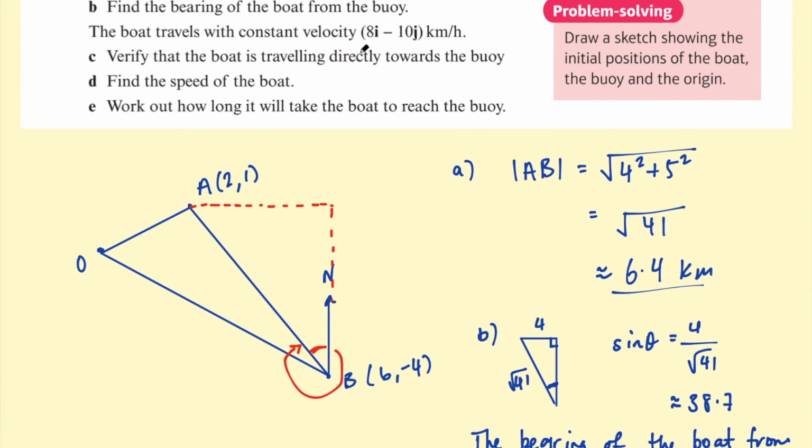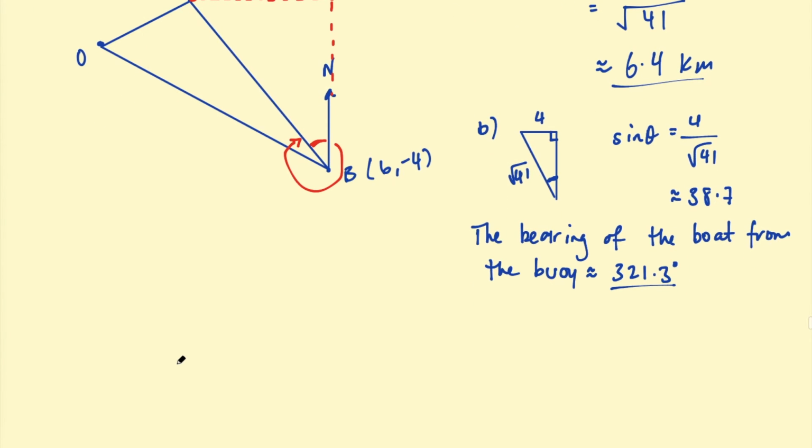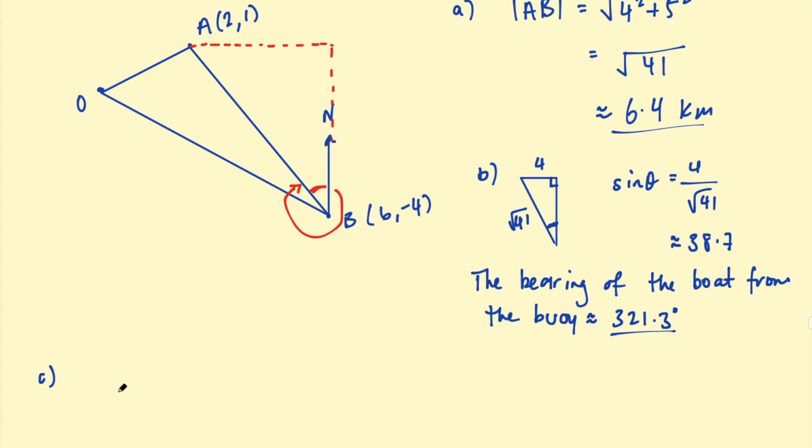Part C says the boat travels with constant velocity 8i minus 10j kilometers per hour. Verify that the boat is traveling directly towards the buoy. We have the magnitude of this vector AB. Let's go ahead and find that in terms of the ij notation. What we want to do is show that it's a multiple of this velocity, to show that it's traveling in the correct direction towards the buoy. So to answer C, we want AB as a vector.